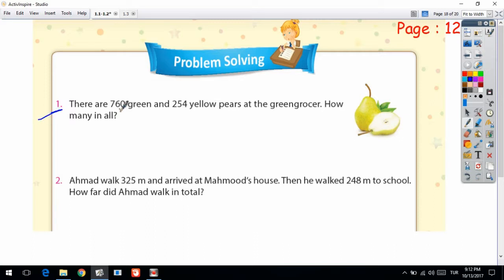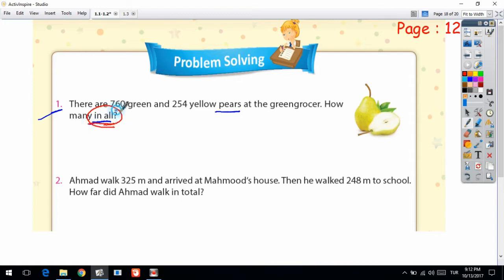There are 760 green and 254 yellow pears. You know pears, right? It's a fruit that you eat, that you buy at the greengrocer. How many in all? There are special words here. What are the special words? In all. When I taught you addition, if you remember, I talked about the keywords of addition. Some words remind you of the addition operation, right? So when I read "in all", maybe it reminds you of addition.